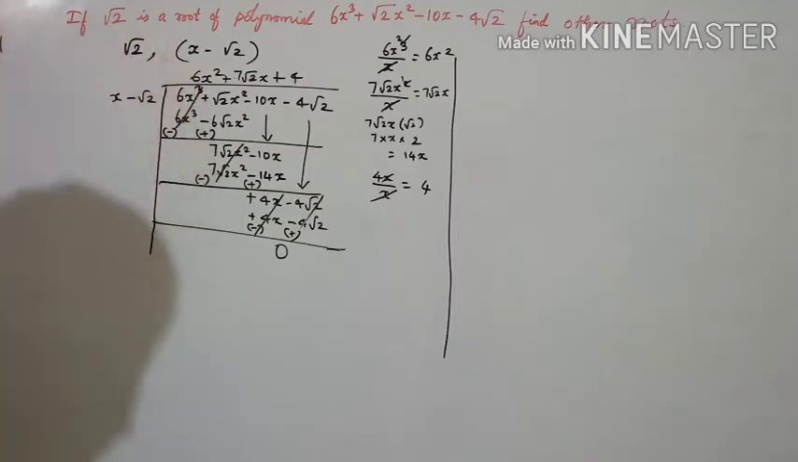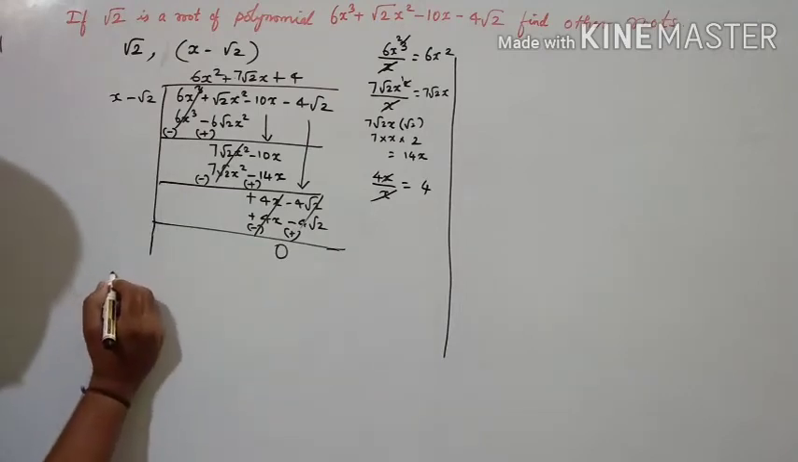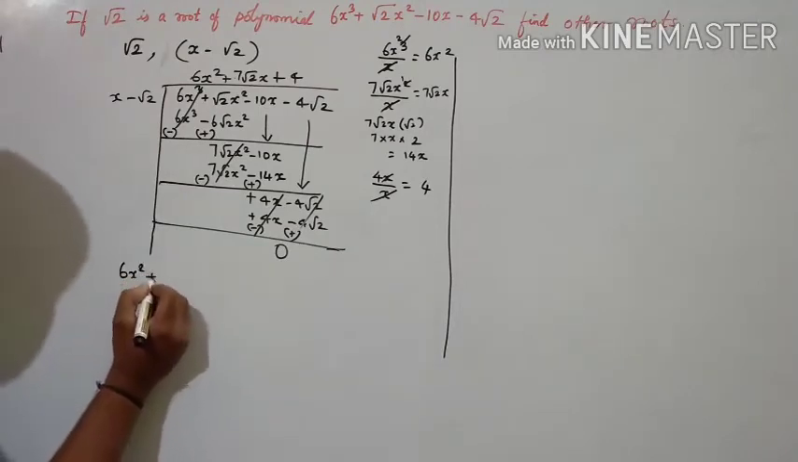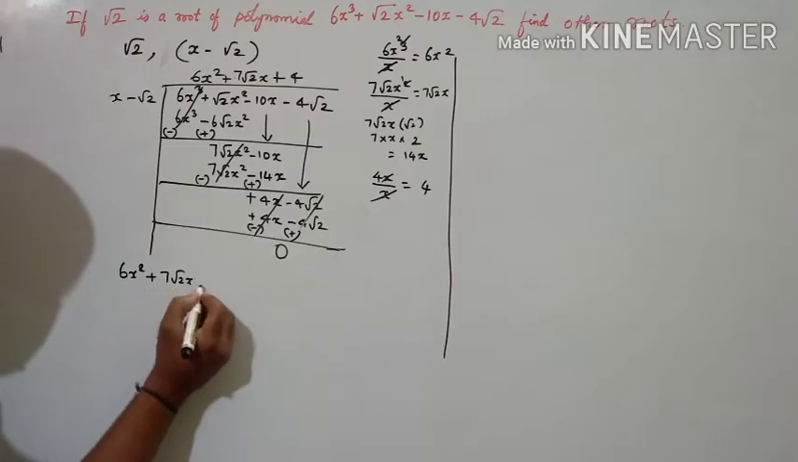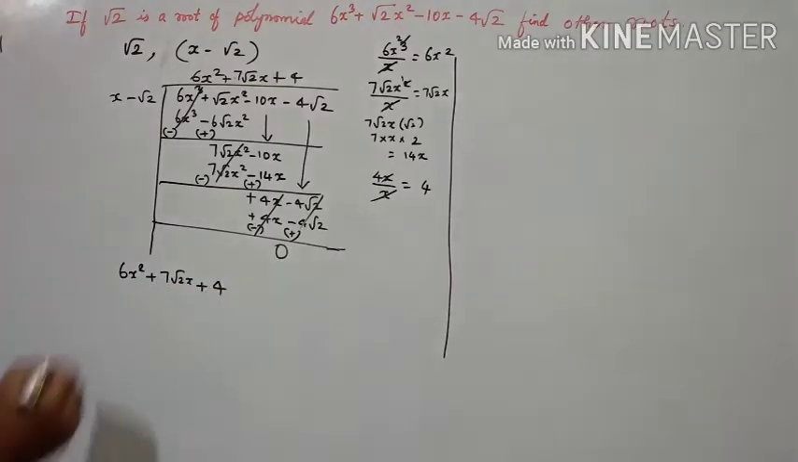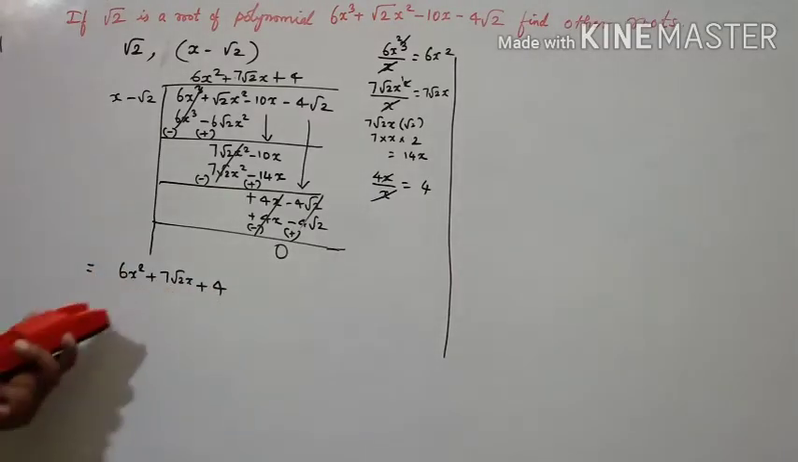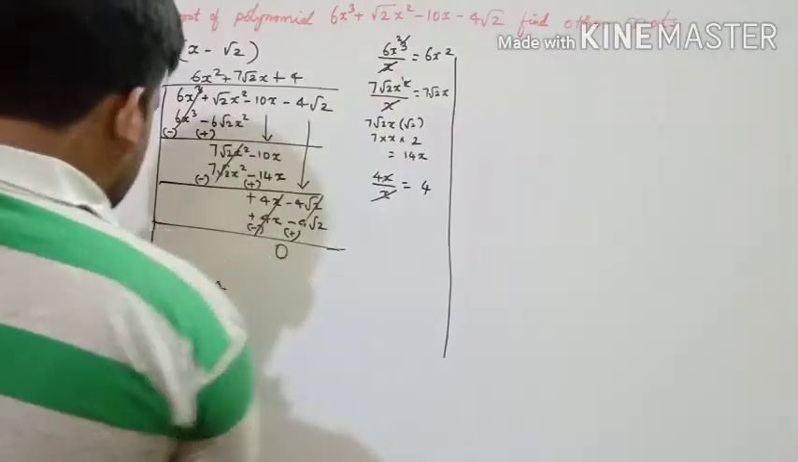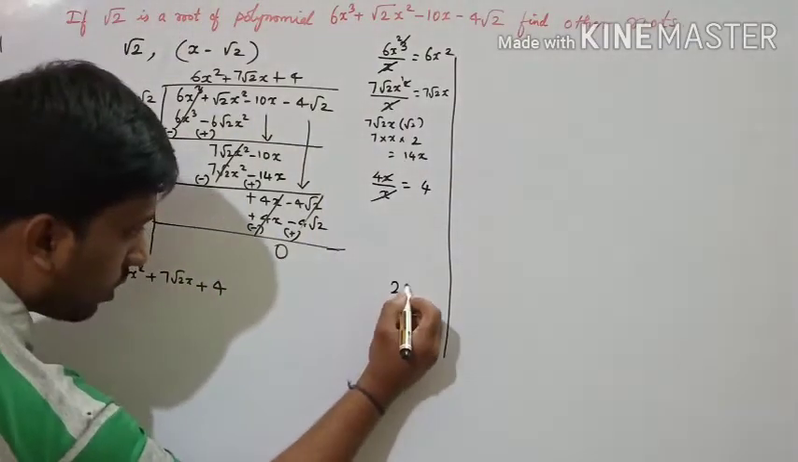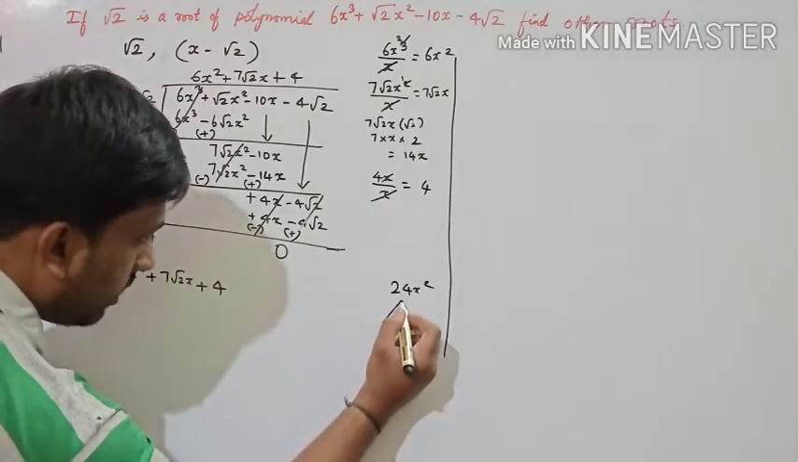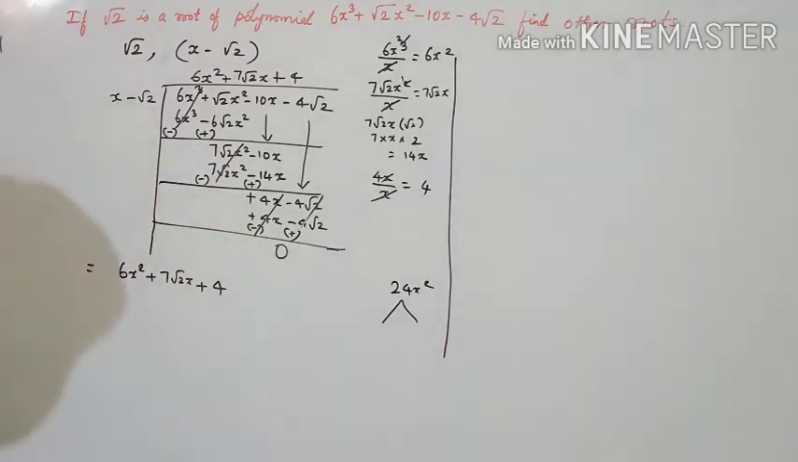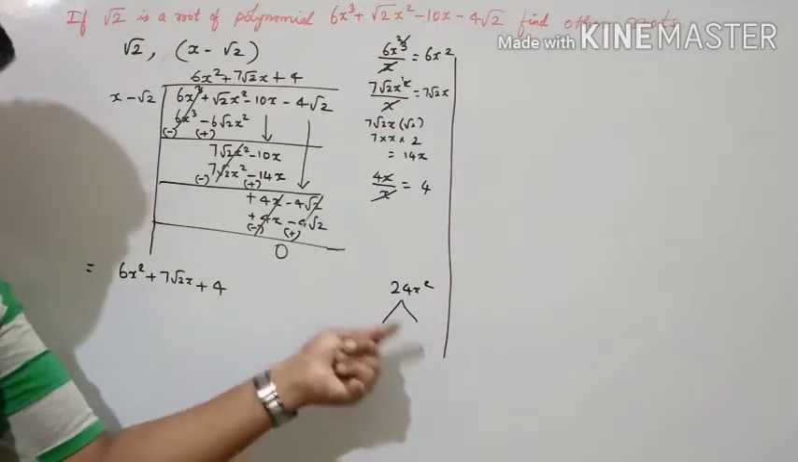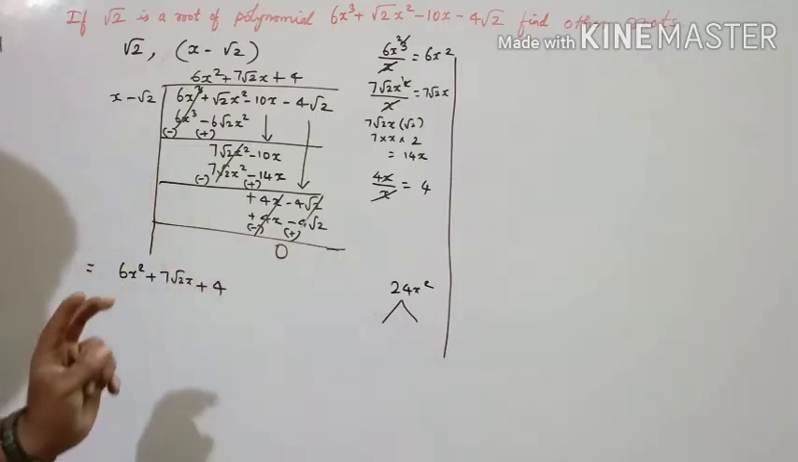So I am considering this one, that is 6x square plus 7 root 2 x plus 4. Now I am going to factorize this in order to get the 2 roots. How to factorize this? 6 fours are 24 x square, and I need to take 2 numbers such that if I add or subtract, I will be getting 24x square.